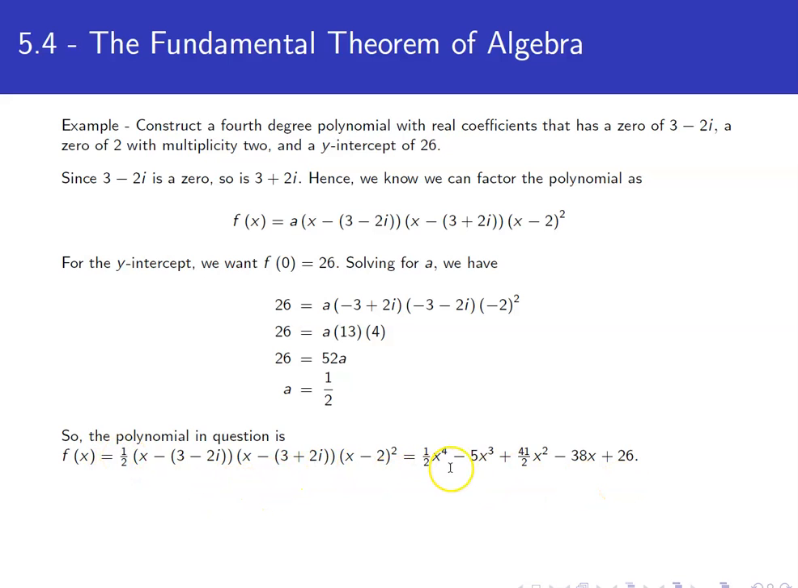And this would be good enough for me on an exam, just because there's a lot of multiplication you have to do. But if you want to make it look a little prettier, you could multiply it all out and get the polynomial that's 1/2 x to the 4th minus 5x cubed plus 41 halves x squared minus 38x plus 26.